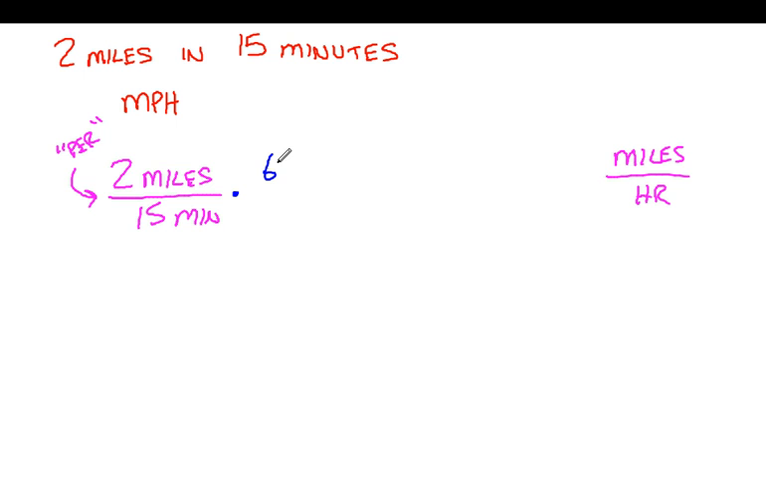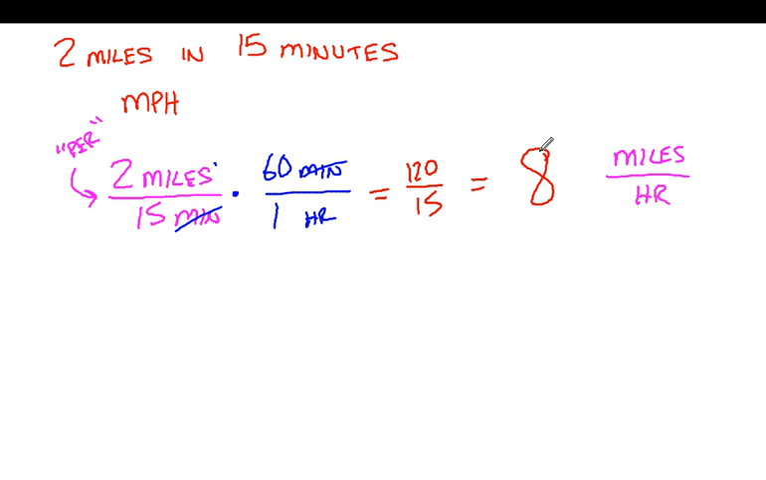So I want to have something that goes miles per hour. Well, I already have the miles part, but this minutes I need to somehow change to hours. So how can I do that? Well, I know that there are 60 minutes in 1 hour. And again, this allows my minutes to cancel out. Now I have a unit of miles per hour. So now all I have to do is just multiply across. 2 times 60 is 120. 15 times 1 is 15. So 120 divided by 15 gives me an answer of 8 miles per hour. Or you can write it as 8 mph.